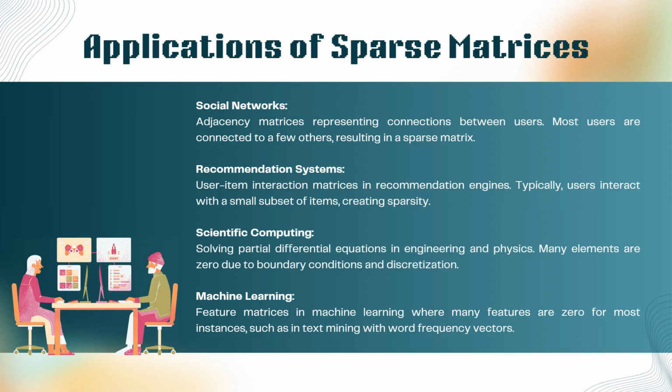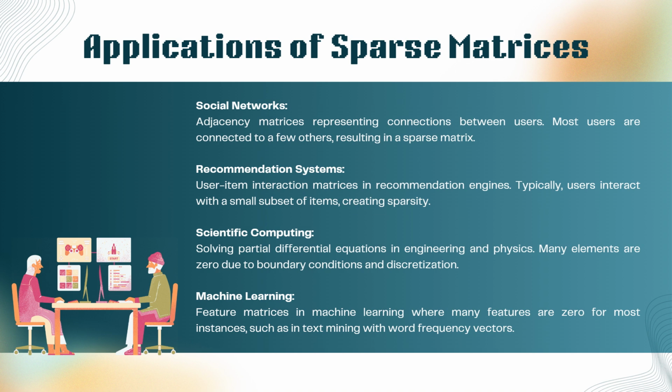Then, where will we use sparse matrices? We have various applications of sparse matrices. In social networks, adjacency matrices represent connections between users. Most users are connected to a few others, resulting in a sparse matrix. In recommendation systems, user item interaction matrices in recommendation engines. Typically, users interact with a small subset of items, creating sparsity.